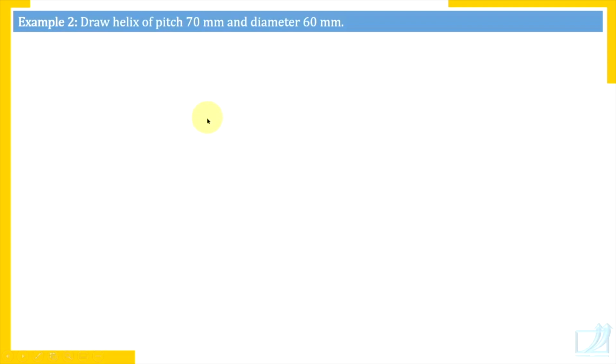Yes, there is a difference, and the difference is here you are asked to draw helix and not helix on cylinder. That means here there is no cylinder involved. Of course, we are going to imagine a cylinder of diameter 60 and height 70. So this is how you should complete the drawing.